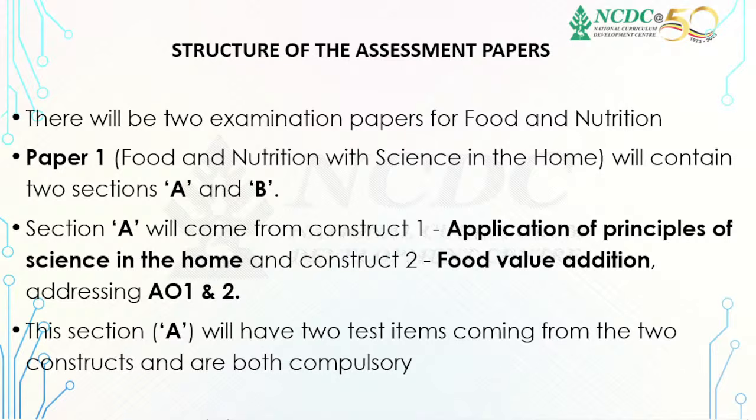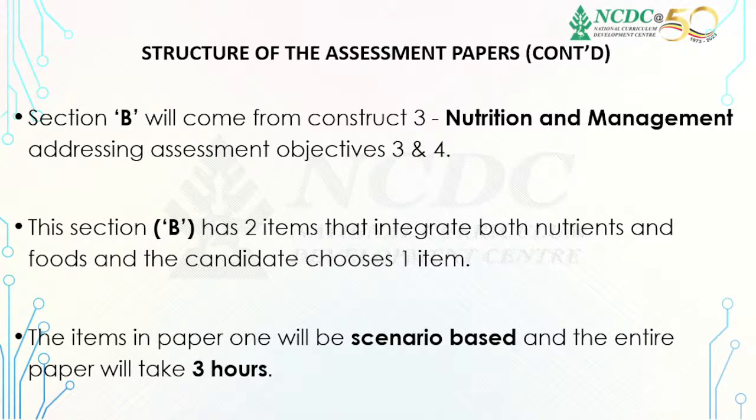These items in this section are both compulsory. There is no choice. Section A will have 2 test items coming from the 2 concepts, and like I've said, they are both compulsory. Then in section B, this will draw items from construct 3, which is nutrition and meal management. Sorry, there is something missing there. It's nutrition and meal management. And this addresses assessment objective 3 and 4.